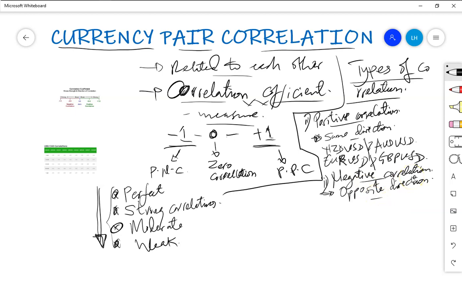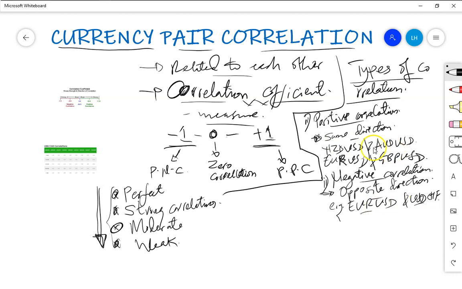That is what we call a negative correlation, and this is commonly seen in currency pairs like EURUSD and USDCHF. This is the most common example of currency pairs that show negative correlation, and always they show a perfect correlation in a weekly time frame. EURUSD and USDCHF have a perfect negative correlation in a weekly time frame.